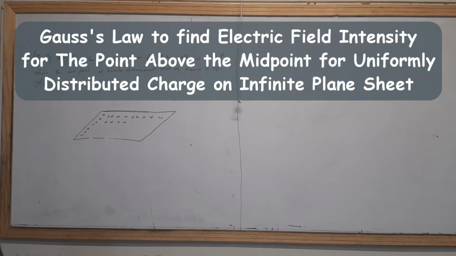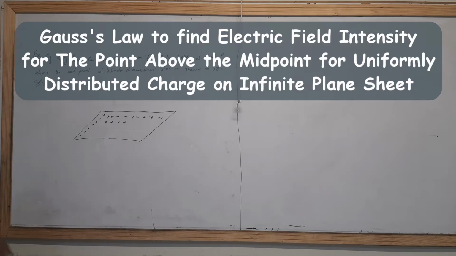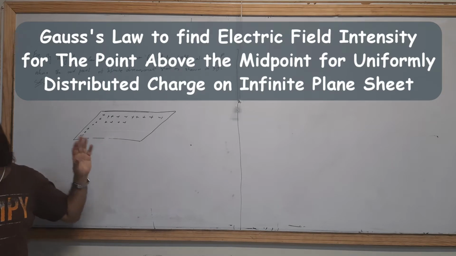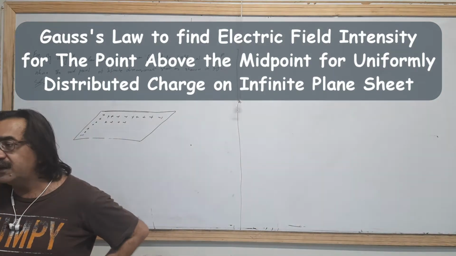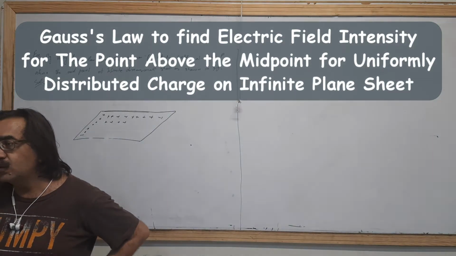The next exercise is: by using Gauss's law, find the expression for the electric field at a point above the midpoint of an infinite dimension sheet as shown in the figure. We have already done this exercise by the definition of electric field intensity. Now we will try to find this expression by using Gauss's law. So that is the difference.